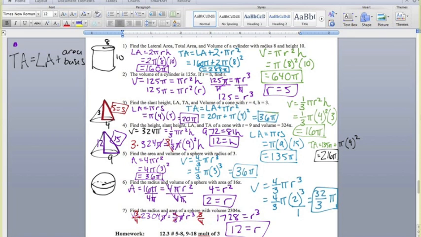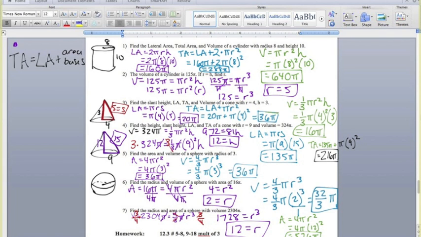Then the last part of this problem asks us to find our area. Area is 4 pi r squared. So 4 pi 12 squared. So we do 144 times 4, which is 576. And the pi tags along. Okay.